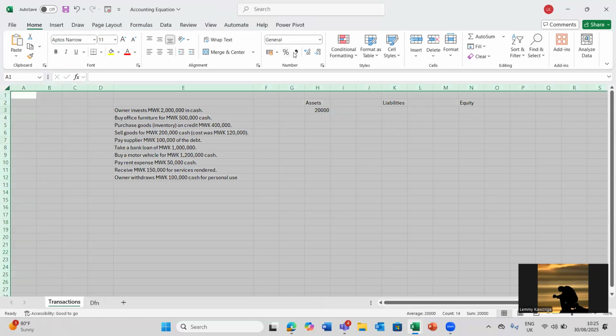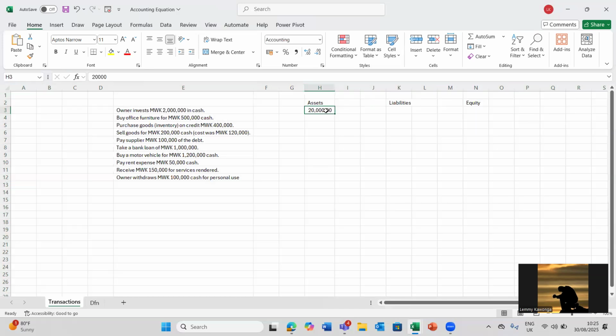Let me just format this. We have cash, 2,000. And then the other part, you also have equity. This is what we call double entry accounting. So one transaction affects two or more accounts. I'll come to the double entry principle later on in my videos. Please subscribe if you want to learn more about that.